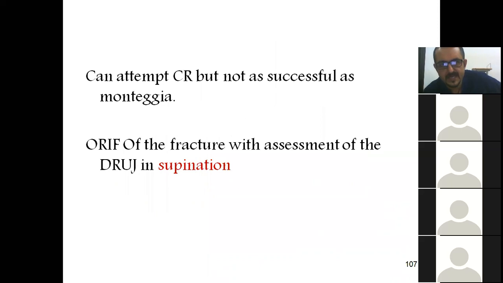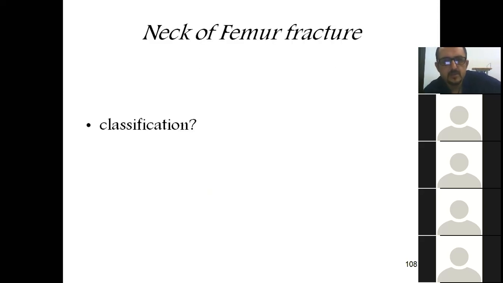in Galeazzi also, but it's not as successful as Monteggia. And mostly you have to do open reduction and fixation for the distal radius and assess the distal radioulnar joint in supination. They can ask me this question, that's why I marked it red. So we go to lower limbs.